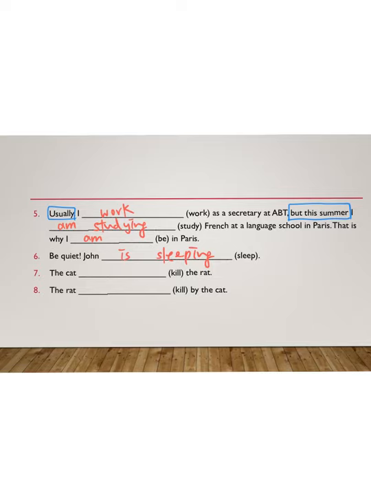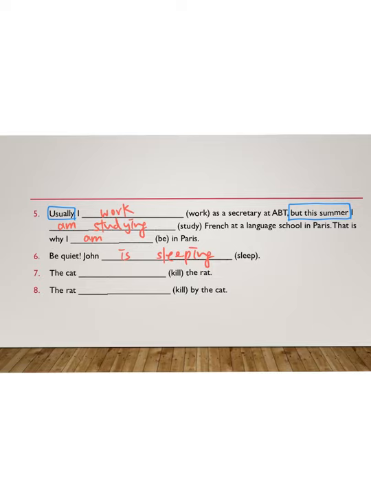Question number 7 and question number 8. We are talking about a description of this situation. The cat killed the rat for number 7, and then number 8, the rat killed by the cat. They actually mean the same thing, but the subjects are different. If you understand number 7, you should be able to understand number 8.